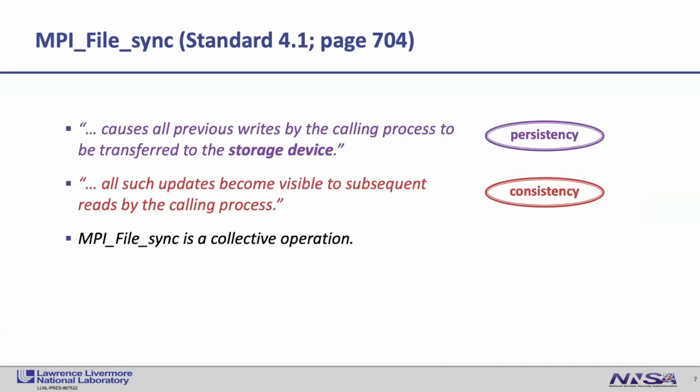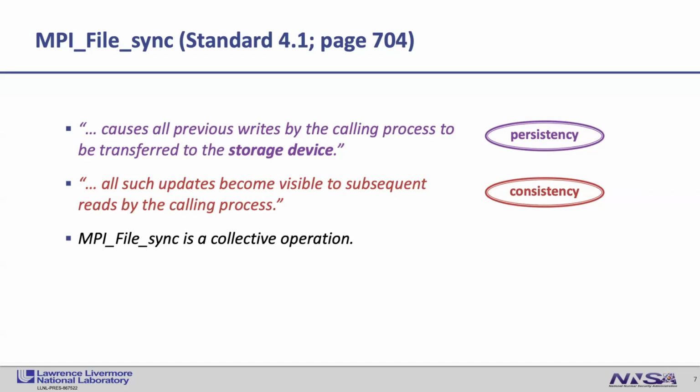If you look at the standard, this is MPI standard 4.1, page 74, which talks about the MPI_File_sync call. If you read the standard, it says that this MPI_File_sync call will cause all previous writes to this file by the calling process to be transferred to the storage device. This essentially gives you the persistency property. So guaranteed persistency, your data is going to be flushed to the storage device. It's going to be persistent. And it also requires all such updates to become visible to subsequent reads, which gives you the consistency property. And it also requires this MPI_File_sync function to be a collective function.